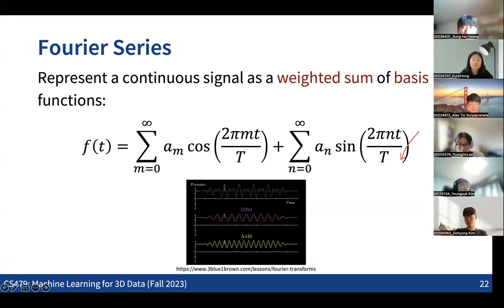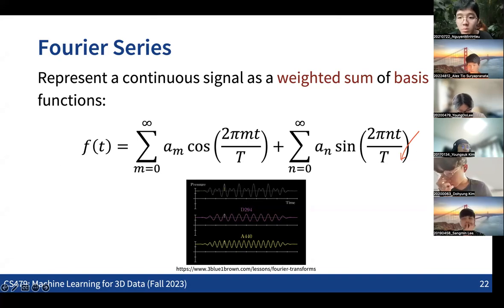If you are not familiar with the Fourier transform, we're going to go over the very basic idea. If you are already familiar with that, you can skip this part. This is a very brief introduction to the Fourier transform. The idea is that we can represent any continuous function as a weighted sum of basis functions, right? That's the basic idea.